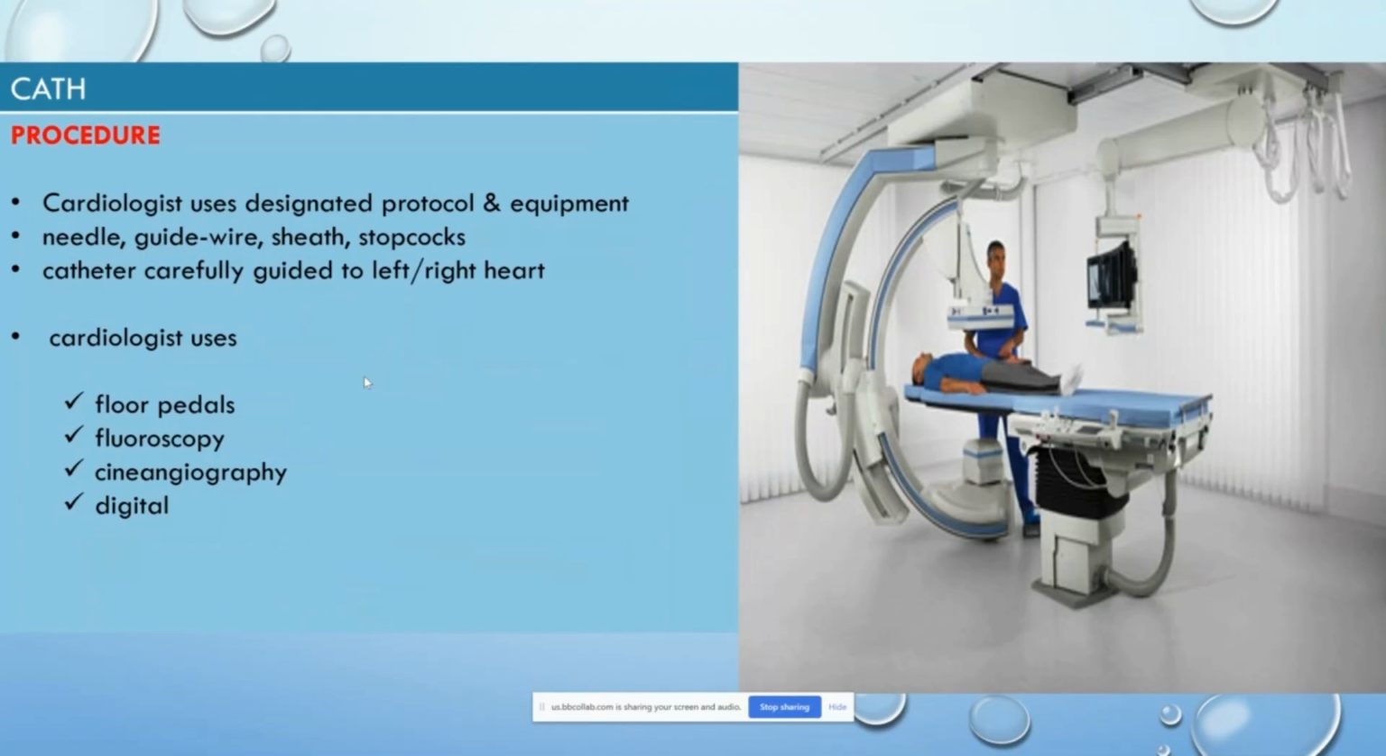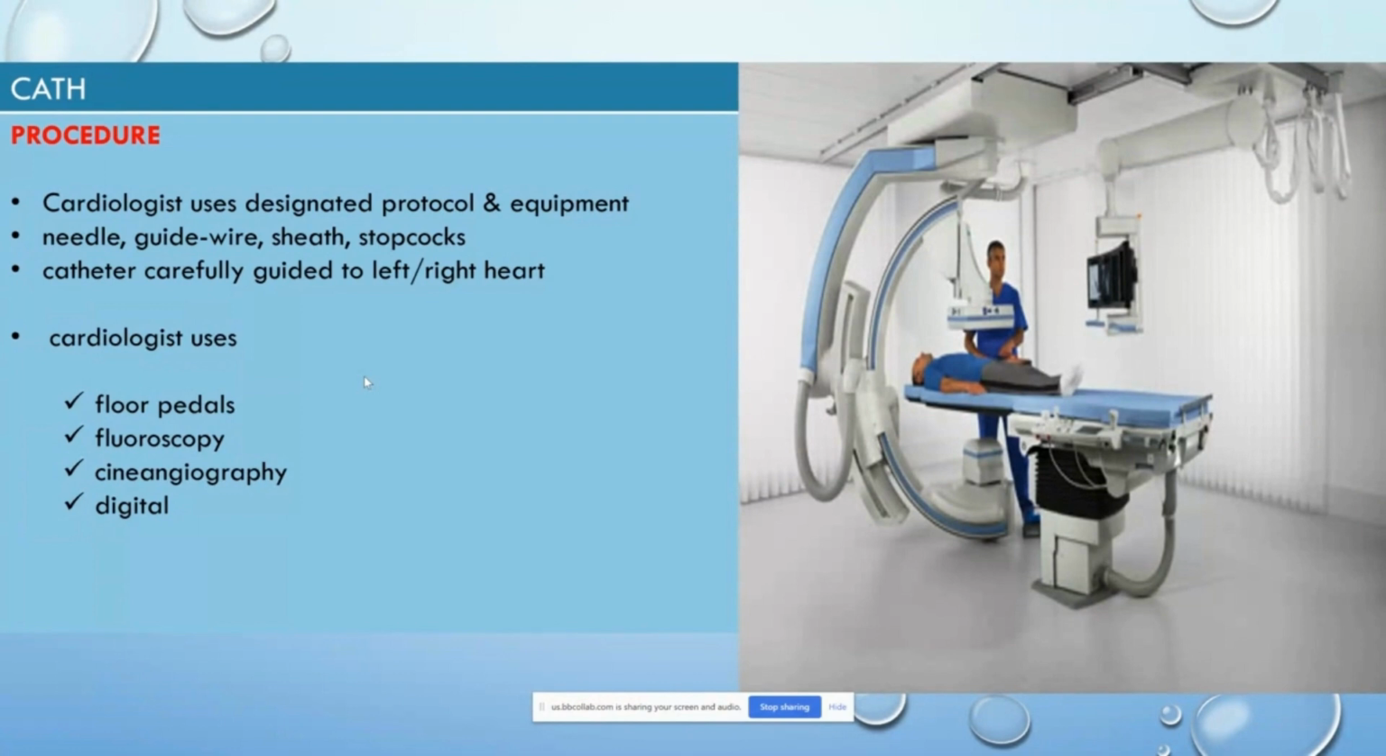So the cardiologist is going to use floor pedals to view the real-time X-ray images, or fluoroscopy, to film the study. And then he or she is also going to use a digital device that we call sonography. And the floor pedals, they use it to view and read the study. Actual fluoroscopy is basically X-ray. And sonography is like what we have, that cine loop, except they're able to move back and forth depending on what they want to see.